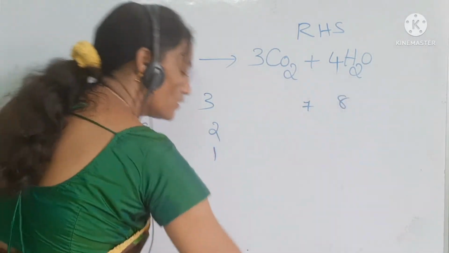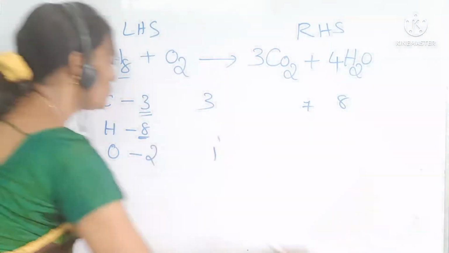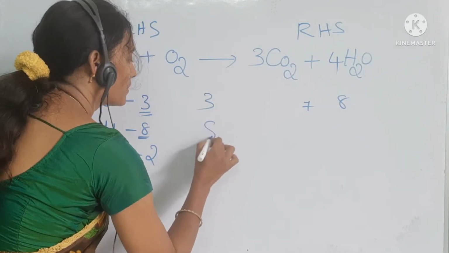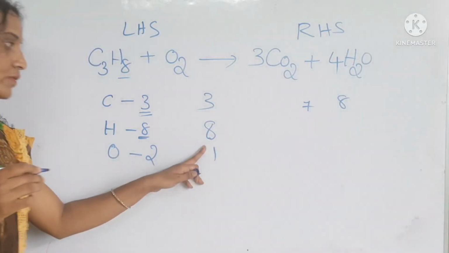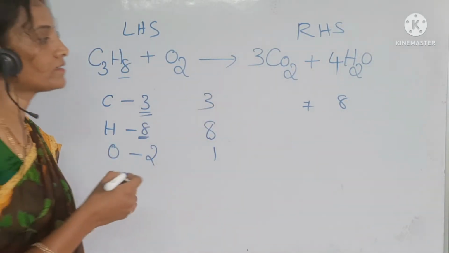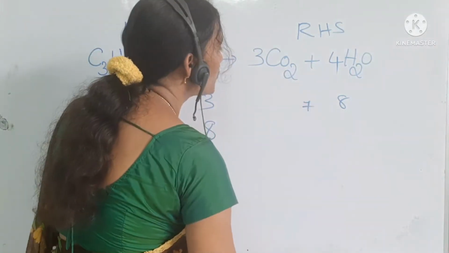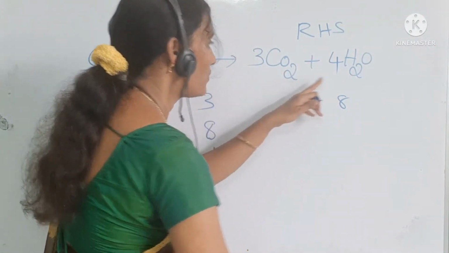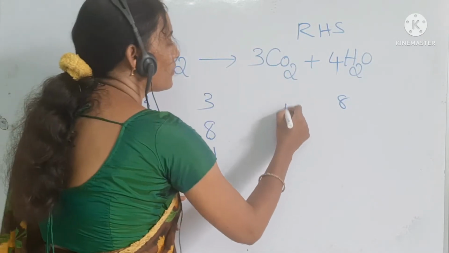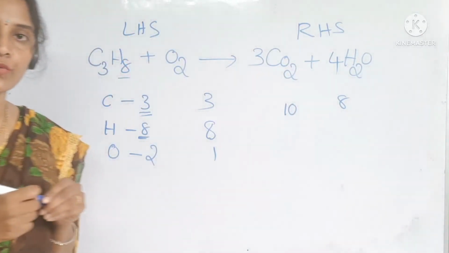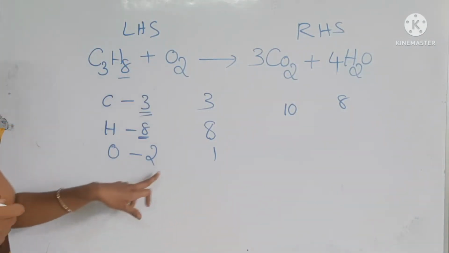8 hydrogens from product side. So now you can write 8 here also. Okay, now hydrogens also balanced. Now you can again calculate the number of oxygen atoms. See, number of oxygen atoms are 10 from product side, reactant side only 2.